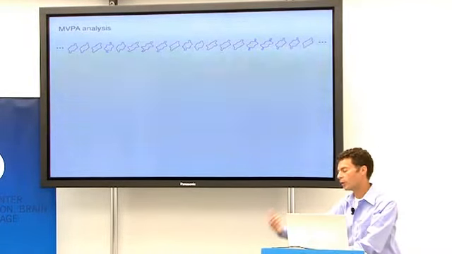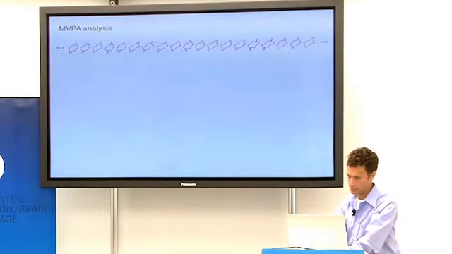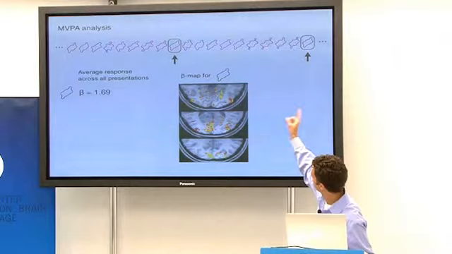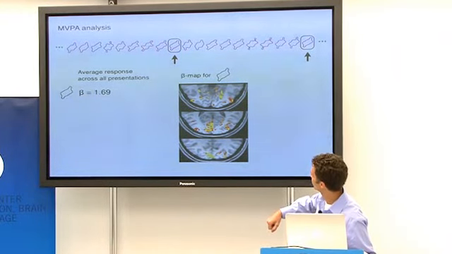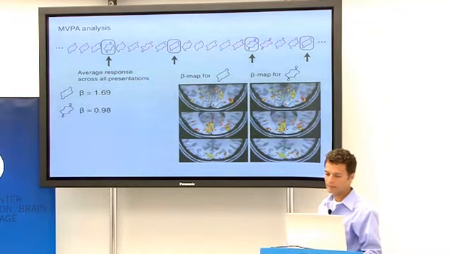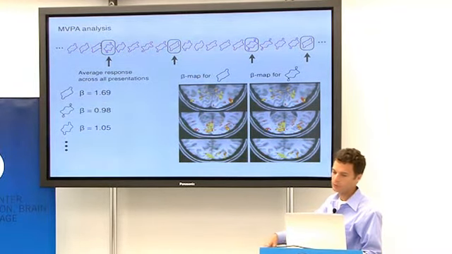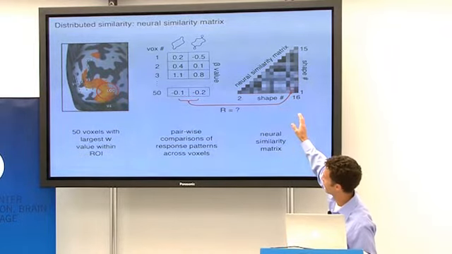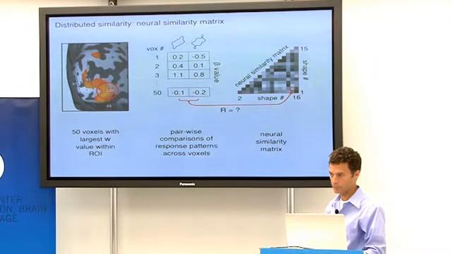Okay, but we can also analyze the data a different way, multivoxel pattern analysis. Here we take the average response to each stimulus across all of its occurrences, and make another beta map and another beta map, and then once you acquire all of these, you can create a distributed neural similarity matrix. So this is a traditional MVPA type approach.